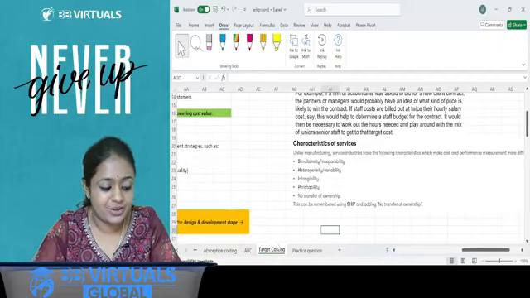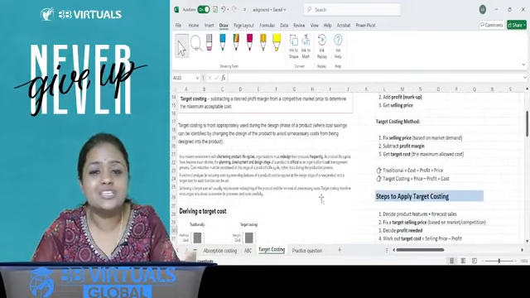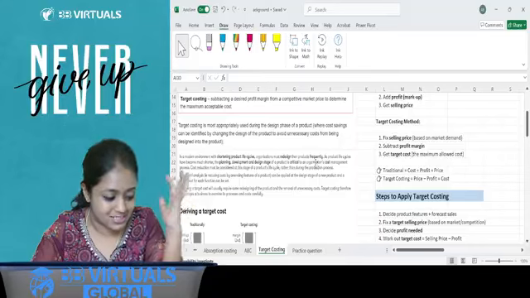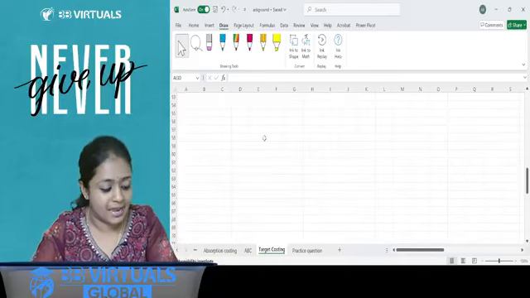Absolutely stunning. Very good. Okay, now let's move on to the last topic for today, which is, my friends, target costing. Before we start with this topic, I think I need to give you a background.